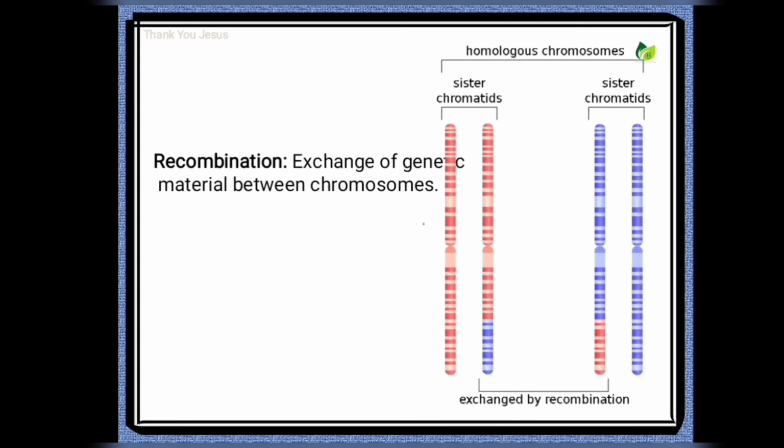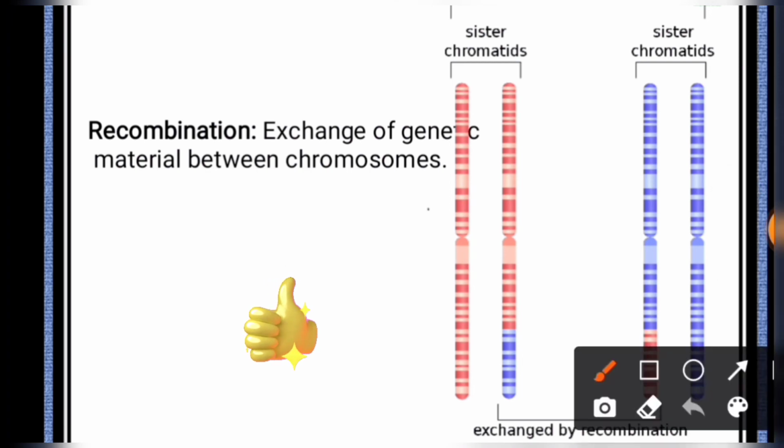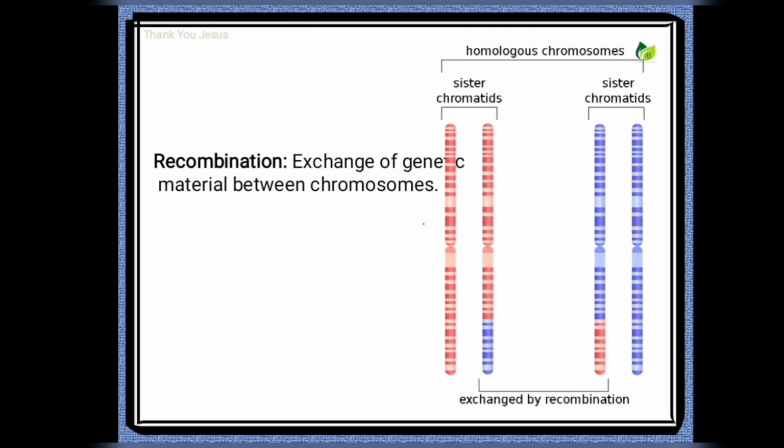Next one, recombination. Exchange of genetic material between chromosomes is nothing but recombination. See the picture carefully. The chromatin material is exchanged between these two places. Look at the picture carefully, that is nothing but recombination.